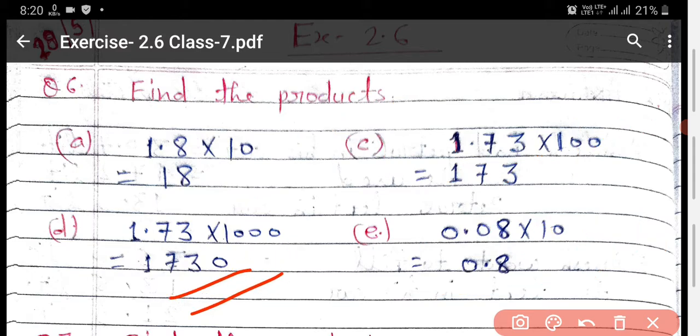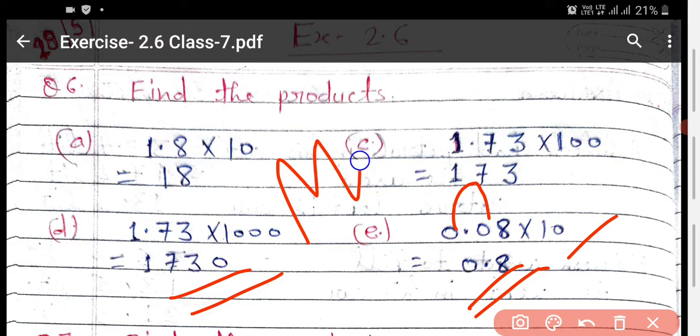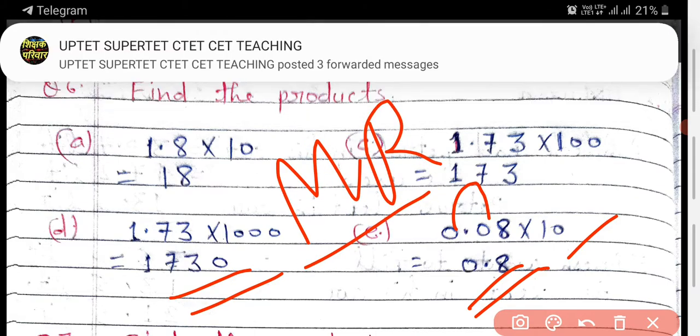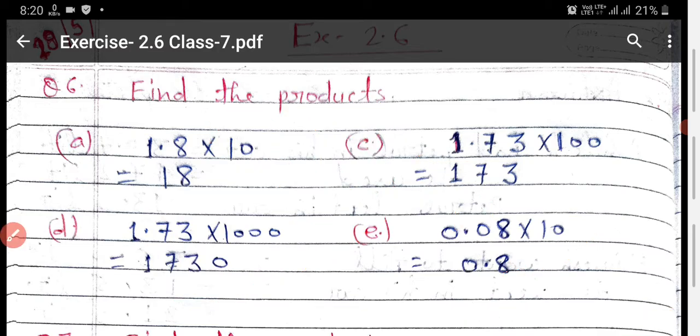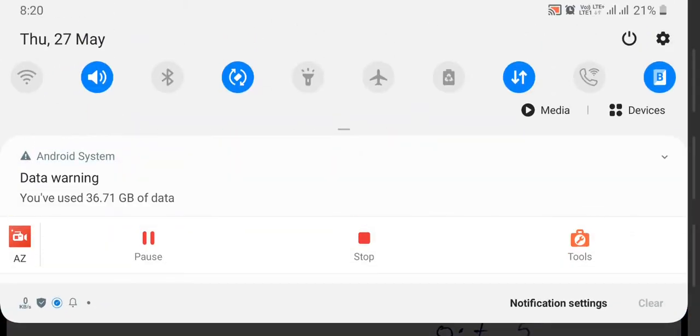Now come on here, divide by 10, then this decimal comes to this side only one time, only one 0 is there, so your answer becomes 0.8. Always remember, when you multiply you have to shift to the right, if it is divide then you have to shift to the left.